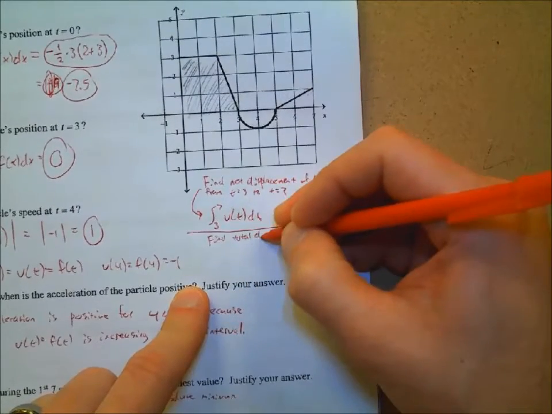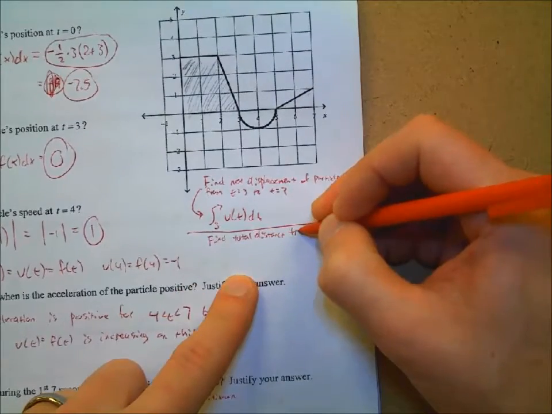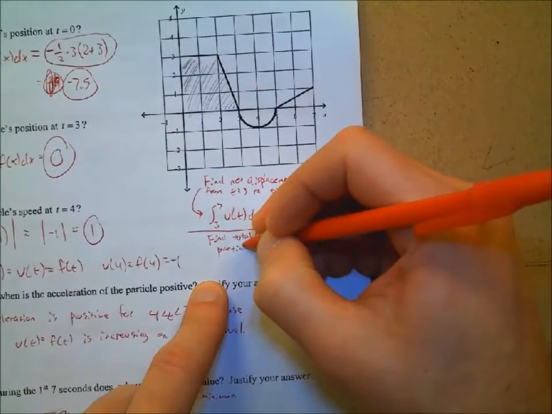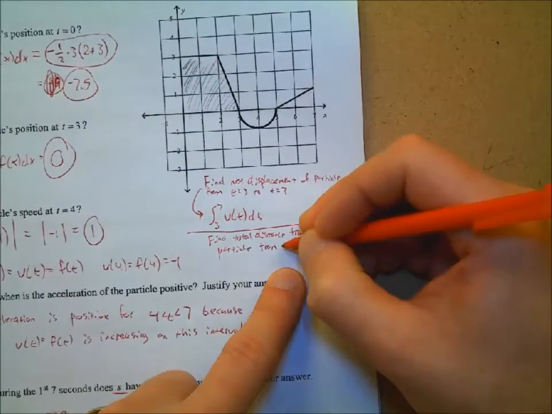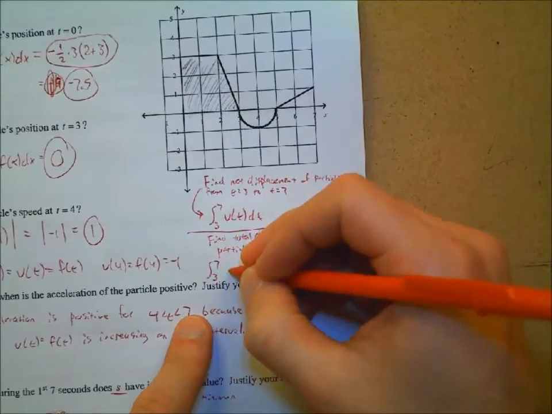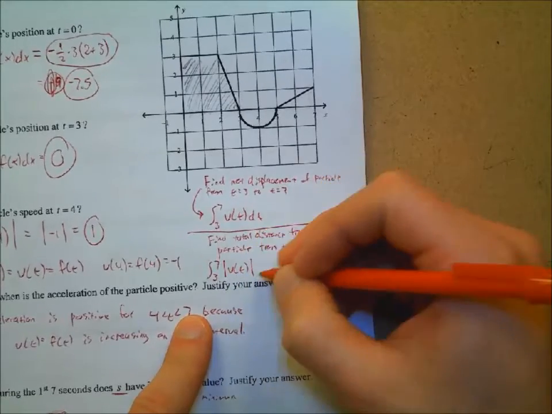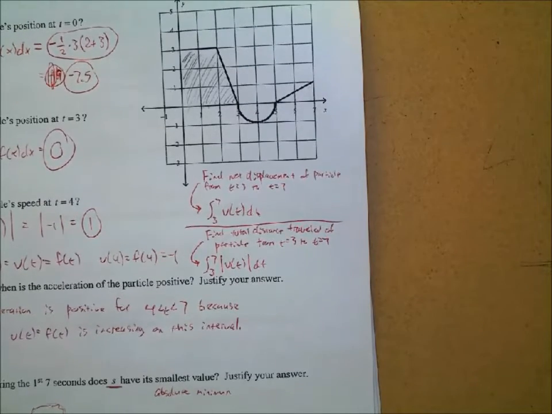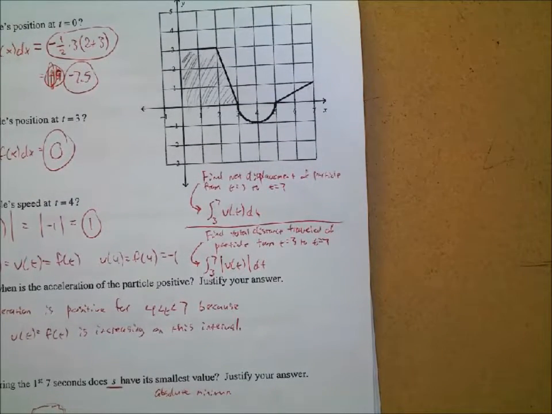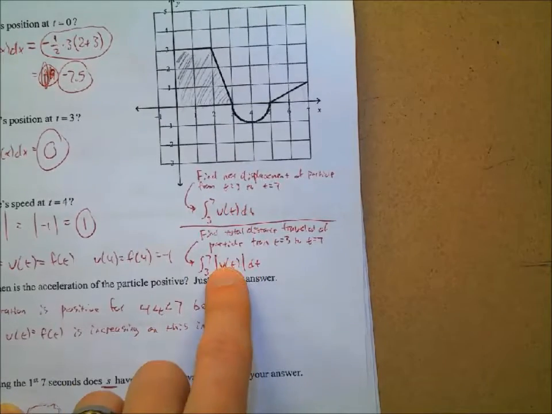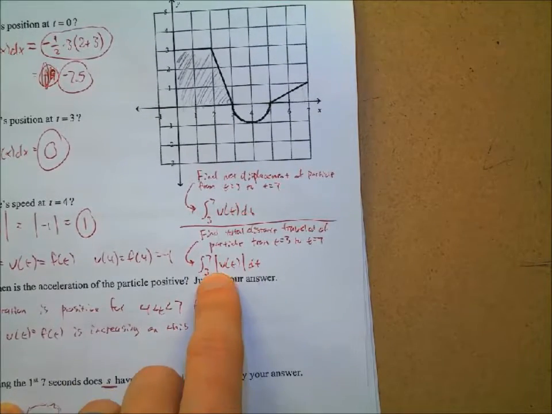The total distance traveled of the particle from t equals 3 to t equals 7 is the integral from 3 to 7 of the absolute value of the velocity of t dt. When we had our calculators, this was easy. We could just plug this function in, integrate from 3 to 7, and be done.